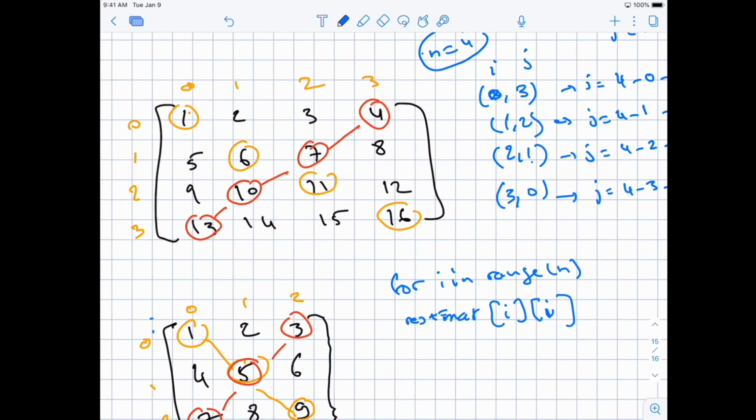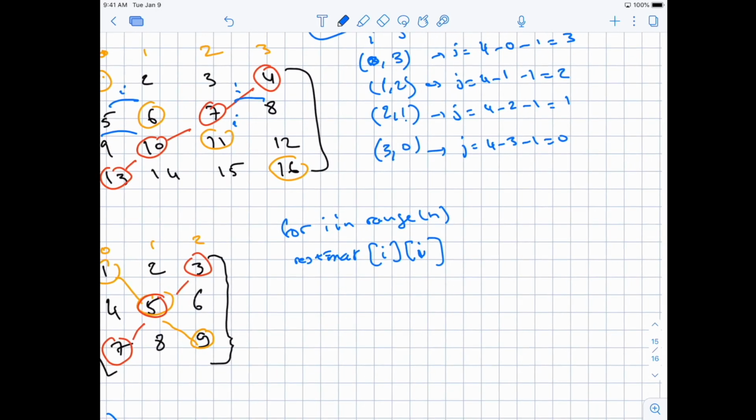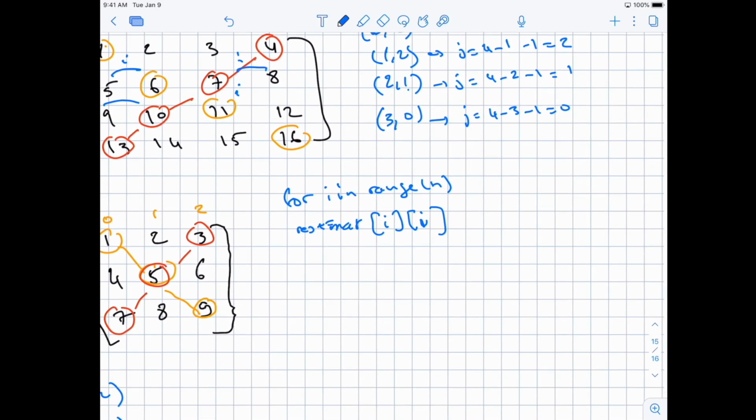But also, if you just look, this is I, right? We want to subtract the same thing to get the symmetry. And if I here, we want to subtract it also to get the symmetry. So that's sort of the idea of this solution. So it means we can just add the matrix at I, and what is J? J is just n minus I minus 1.